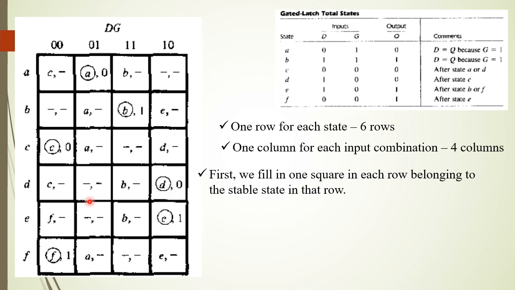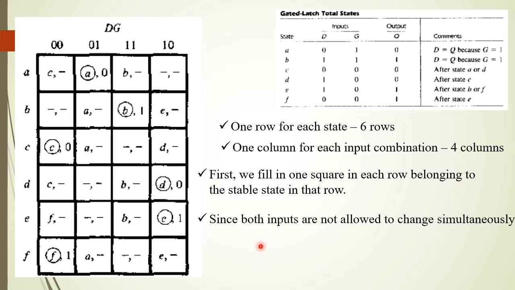So enter 0. For E, likewise, E is 1, 0 again, but the output is 1. For F, it is 0, 0, and your output is 1. So for the first step, we will fill up all these stable states in each row. So we will have only one stable state in each row.